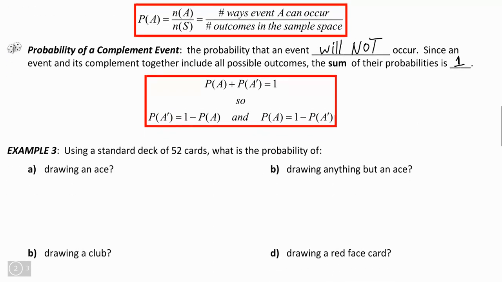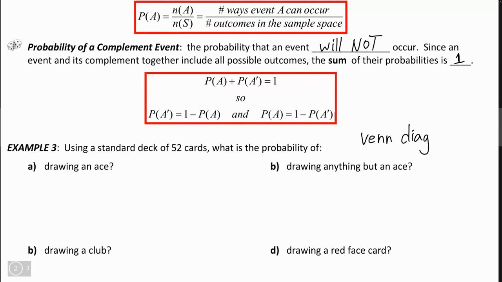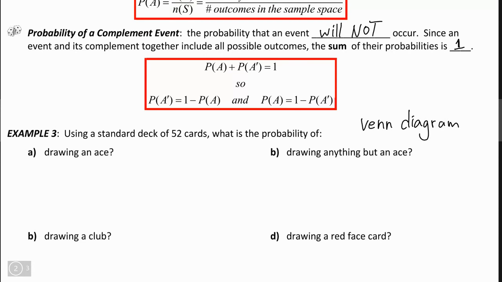So the probability of A plus the probability of A prime is equal to 1. I'm going to give you a little Venn diagram here. If any of you don't know what that is, I'm just going to show you now. Here I'm going to draw a box to represent my Venn diagram. And inside my box, I'm going to draw a circle.